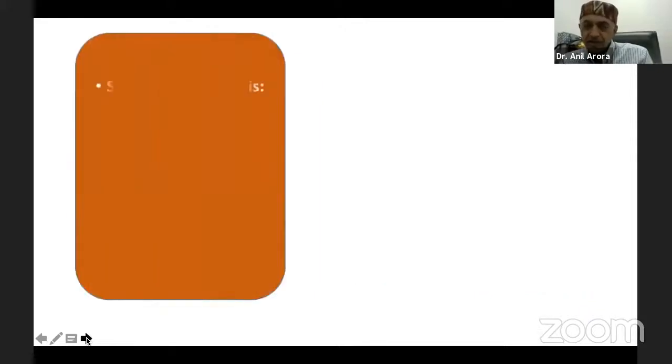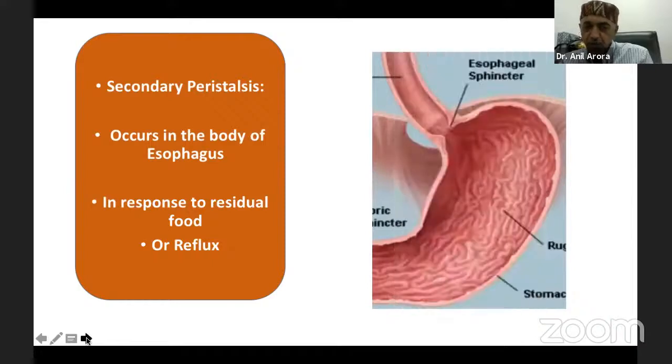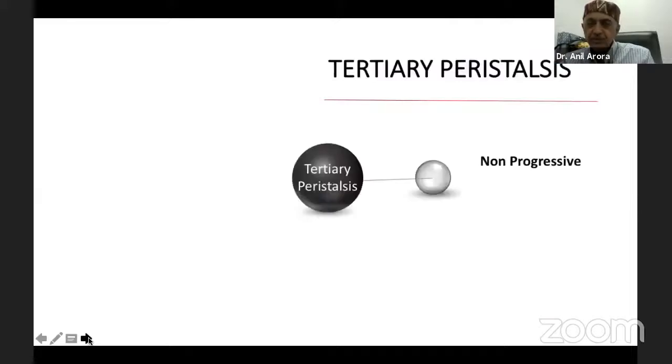What is a secondary peristalsis? Secondary peristalsis occurs not because of the innervation from the brain as happens in the primary swallowing, but because of two reasons. One is there may be leftover food in the esophagus, which leads to stimulation of the esophageal muscle to push the bolus down. And secondly, there may be upcoming food from the stomach up into the esophagus, which needs to be cleared. So the remnant food in the distal esophagus or upcoming food from the GE junction leads to something called secondary peristalsis.